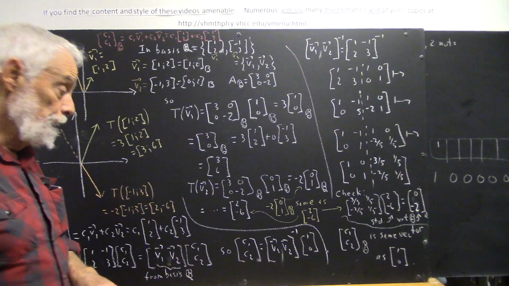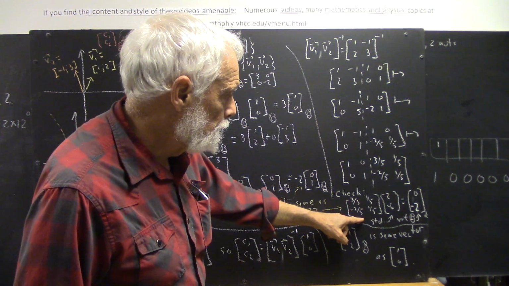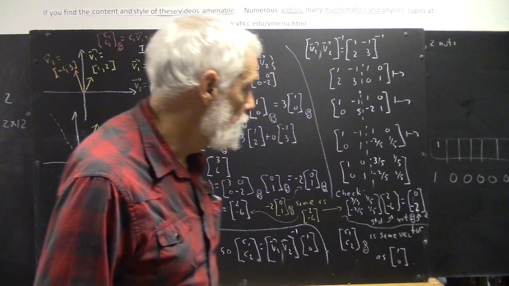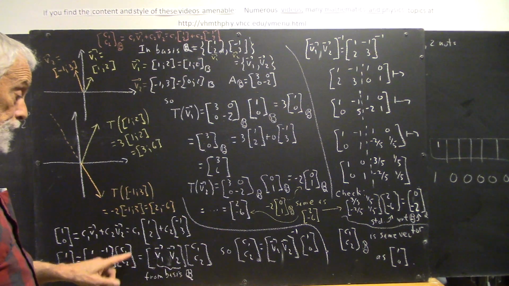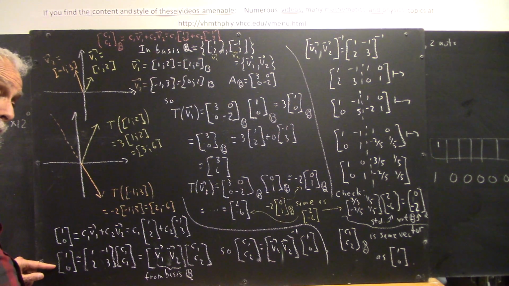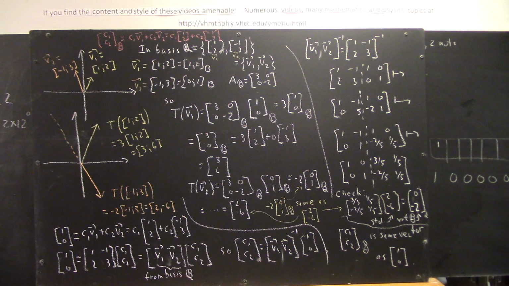Okay, in any case, this matrix takes us from the standard basis to basis b. This matrix would take us from basis b, the c1, c2 representation, back to the standard basis. And we're going to see how these are used to define what we call a similarity transformation.